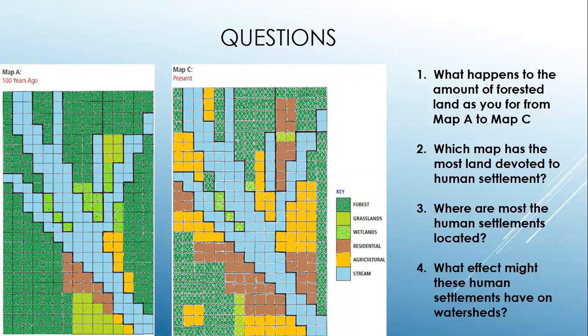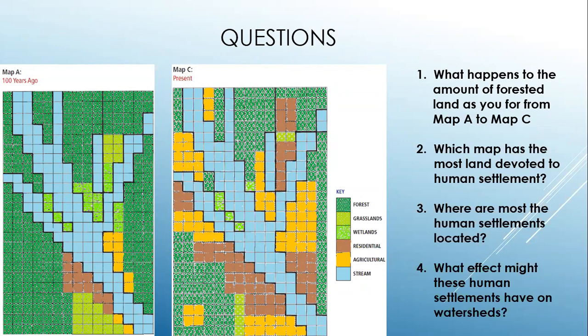So a couple of questions. The first question you can answer on your own is, what happens to the amount of forested land as you go from map A to map C? I already actually answered this one, but as you can tell, the forested area is slowly decreasing as the residential area and agricultural area are increasing.